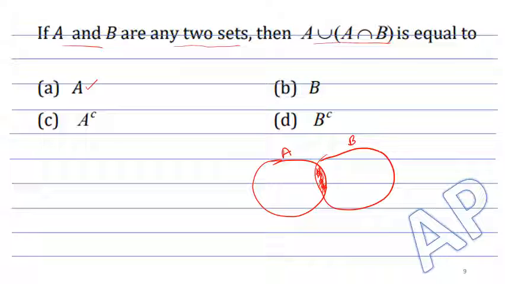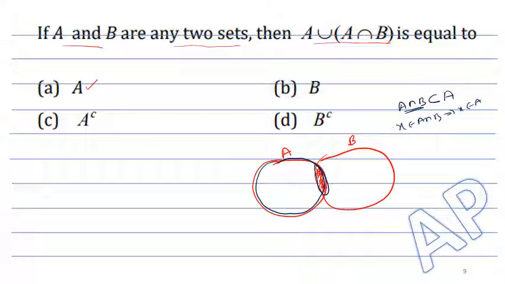If you take the union of this set A and A intersection B, you can observe A intersection B is a subset of A. Similarly, A intersection B is a subset of B also. So A intersection B is a subset of A, therefore when we take the union, all the elements in A intersection B are already in A. So x belongs to A intersection B implies x belongs to A.